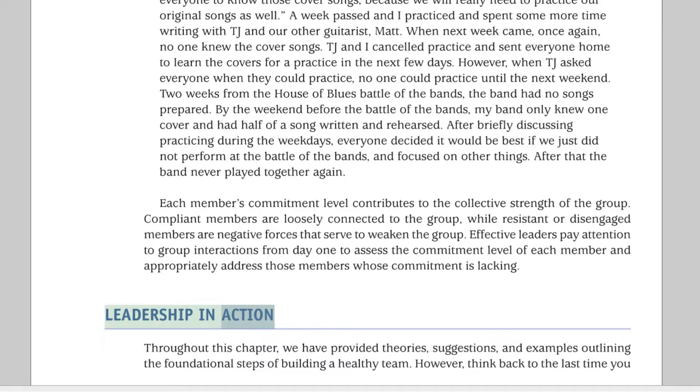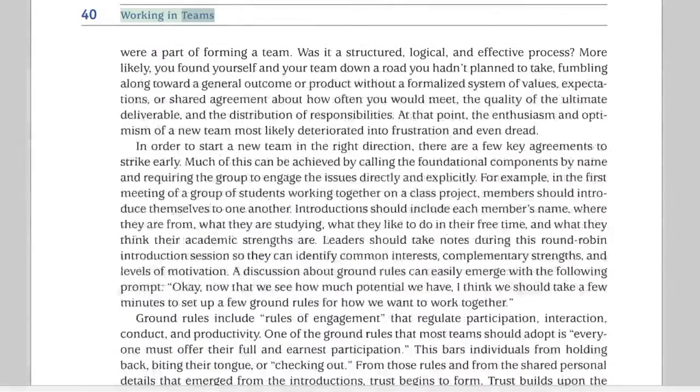Leadership in action. Throughout this chapter, we have provided theories, suggestions, and examples outlining the foundational steps of building a healthy team. However, think back to the last time you were a part of forming a team. Was it a structured, logical, and effective process?